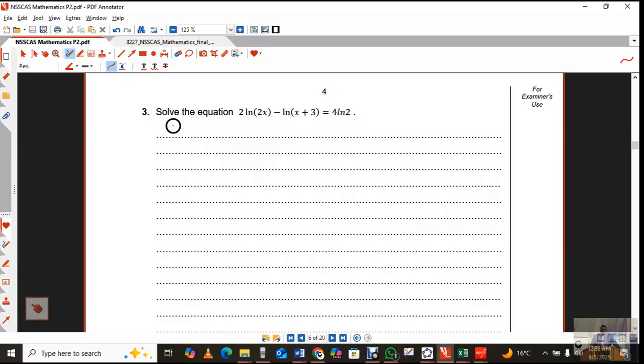So on this side, I'm going to have the natural log of 2x squared minus the natural log of x plus 3 is equal to the natural log of 2 raised to the power 4.